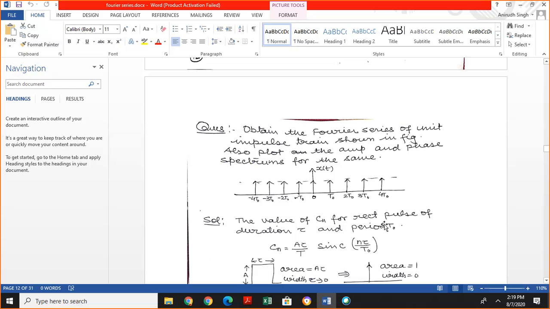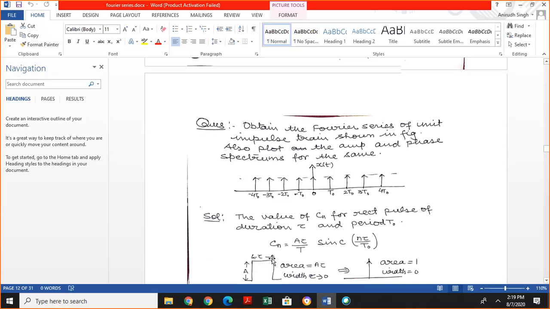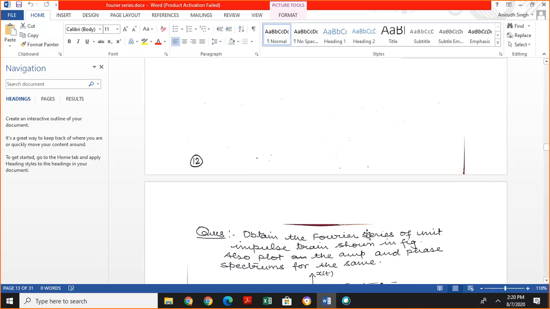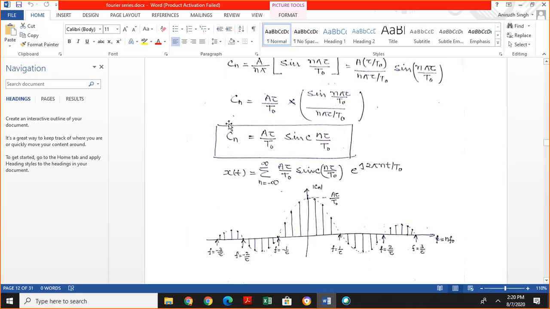The value of Cn for a rectangular pulse train of duration tau. The duration of this rectangular pulse is tau, the period is T naught, and the height is A. Then Cn is A tau by T naught sinc(n tau by T naught).